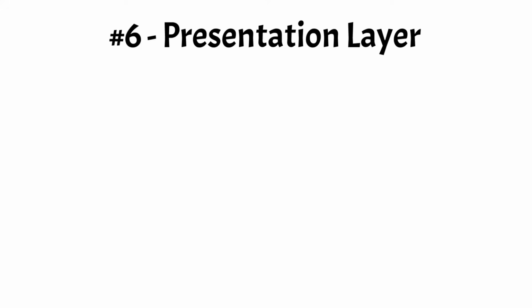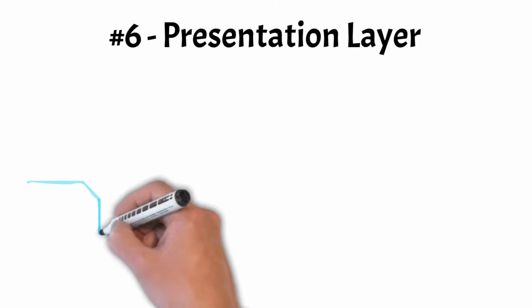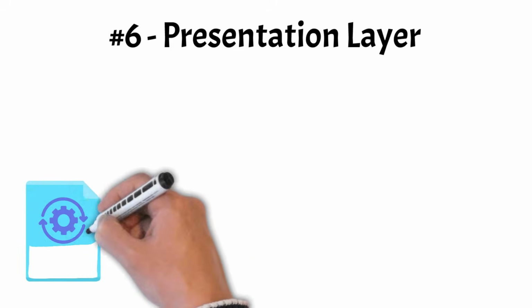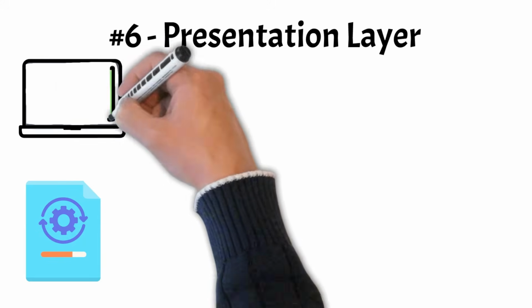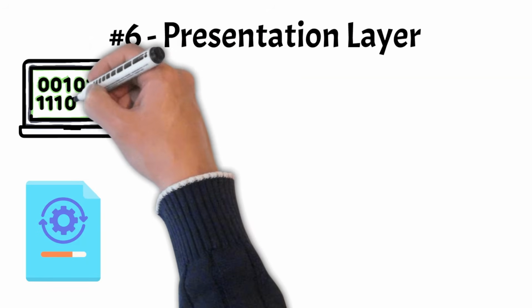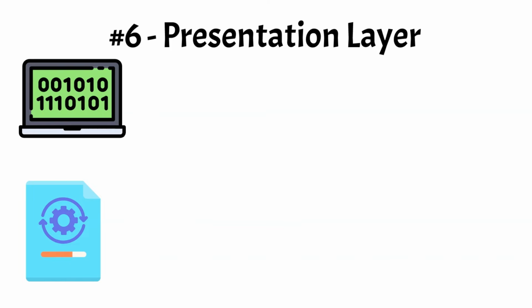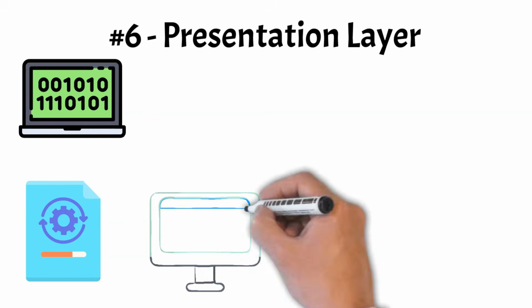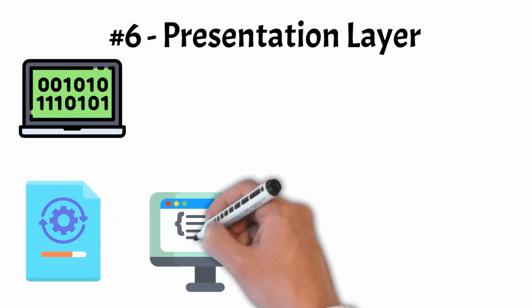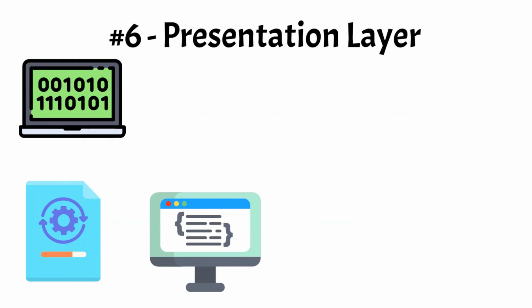Number 6. The Presentation Layer. The presentation layer is the sixth layer of the OSI model and plays a crucial role in translating and formatting data for the application layer. It is responsible for data translation, encryption, and compression, ensuring that data is presented in a format that the application layer can understand. For example, when you open a file in different software applications, the presentation layer converts the file data into a format that the application can process, whether it's text, images, or video.